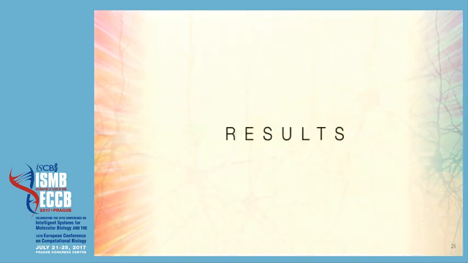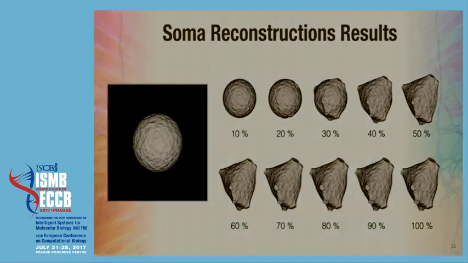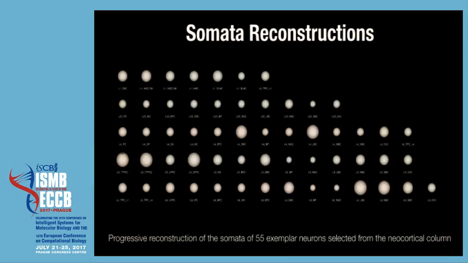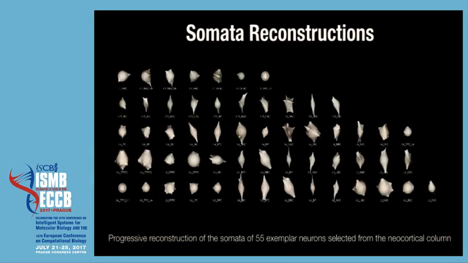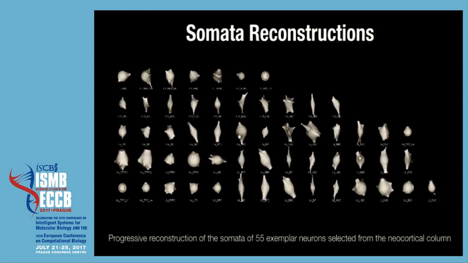Okay, for the results. This is the reconstruction of the somata on a physically plausible basis. Basically, we pull a sphere until we get the actual shape of the somata. We selected 55 different exemplars of all the neurons that are reconstructed from the neocortical column, and we reconstructed the somata of all of them. As you can see here, they have totally different shapes, and they are a way better approximation than the sphere approximation that people used in the past.